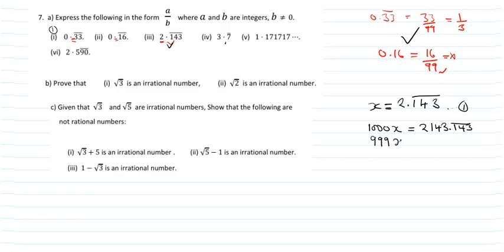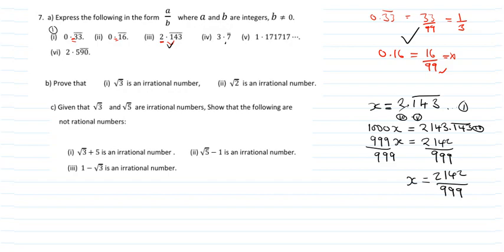So x is equal to, when you subtract, this is my equation 2, so I'm subtracting 1 from 2. The 2 cancels there, and that will be 2142. So you divide by 999, so that x is equal to 2142 over 999, like that. You can still simplify there, but for me I'll end there. So that's what you are supposed to do for this one.